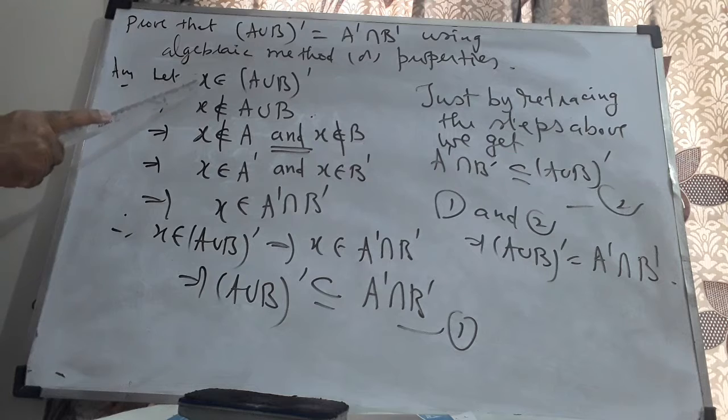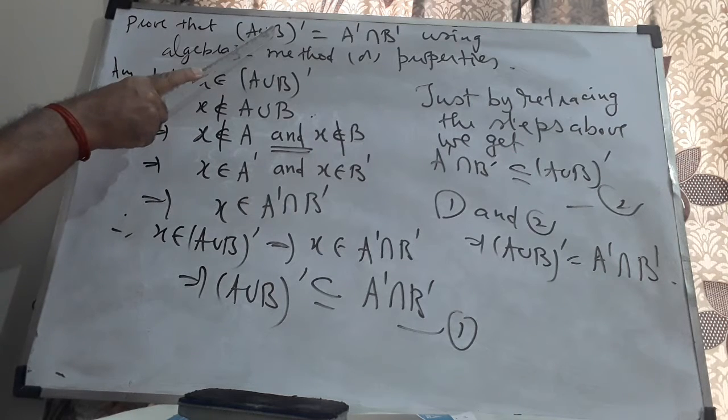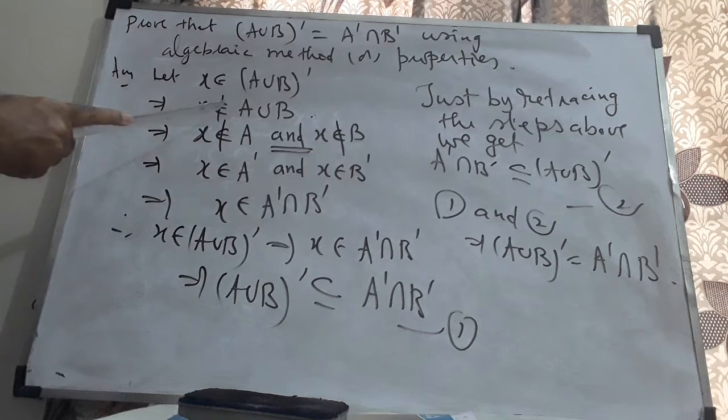Let me explain once again. x element of (A union B)' in the LHS. If it is there in the complement, it won't be there in the set.